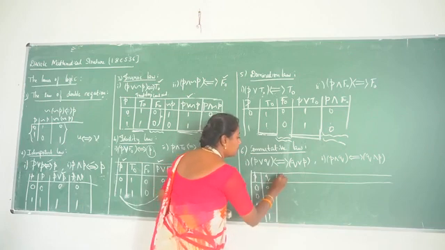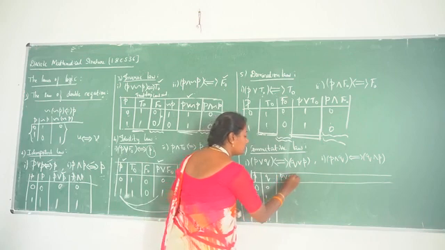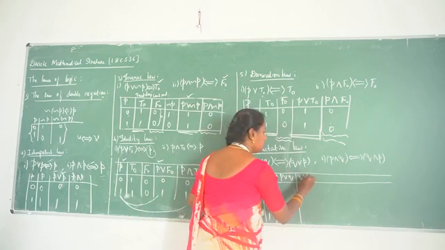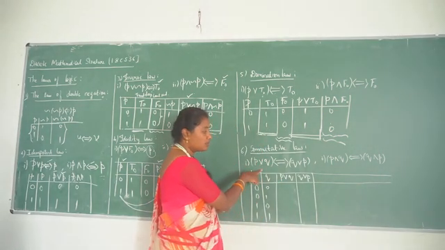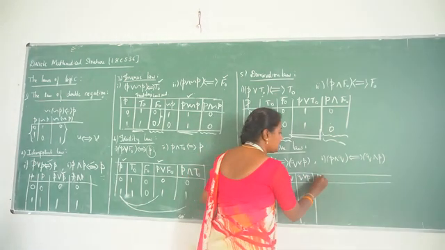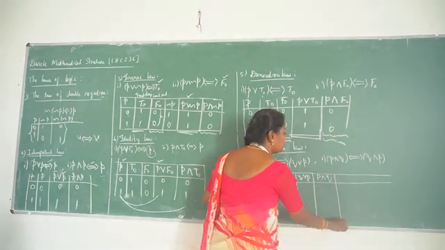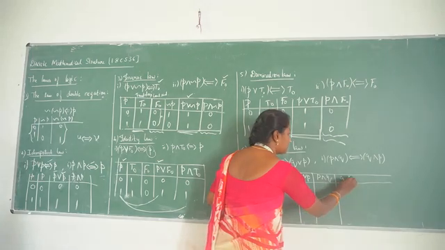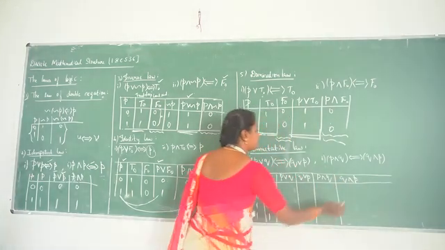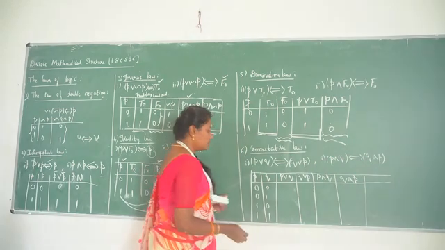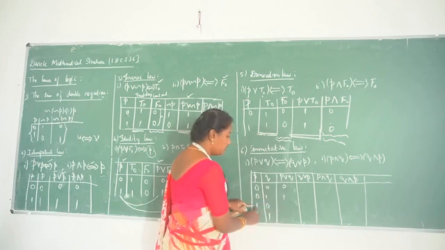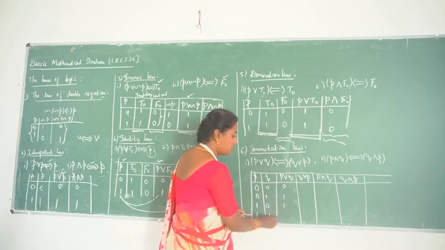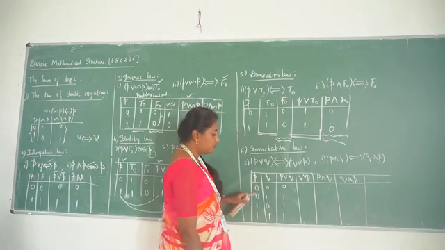The value of P or Q and Q or P, these two columns must be the same. Then we can say that these two compound propositions are logically equivalent. Similarly P and Q, this is for conjunction. P and Q must be the same as Q and P. So P or Q, that is 0 or 0, 0, 0 or 1, 1, 1 or 0, 1, 1 or 1 is 1. So we get 0, 1, 1, 1.